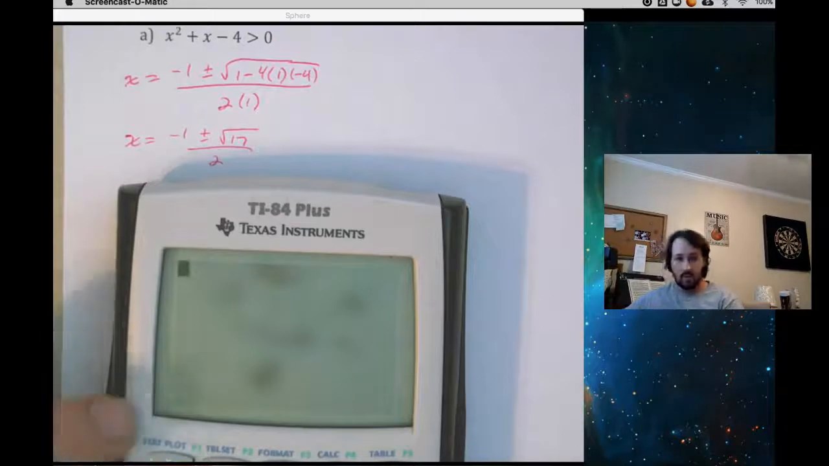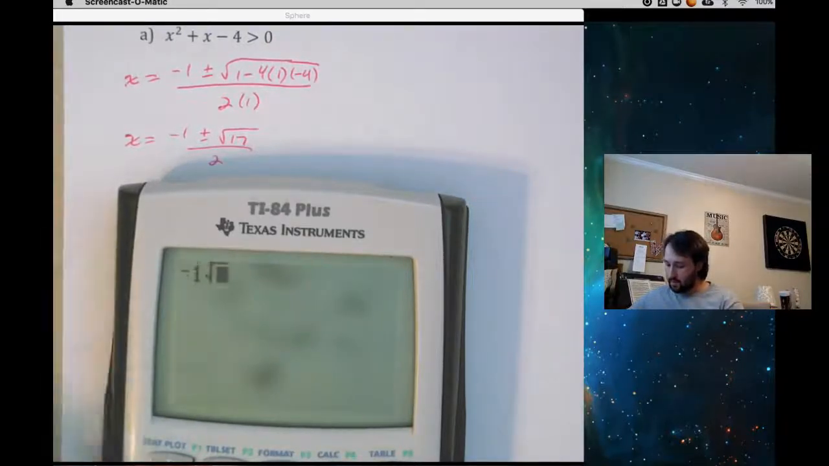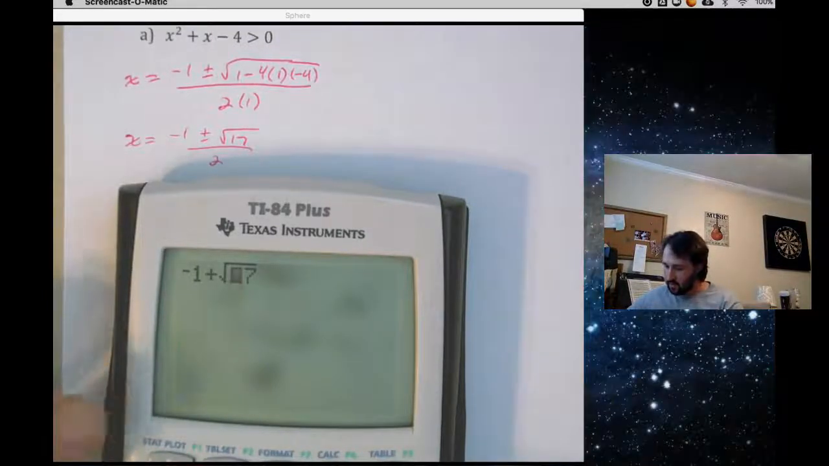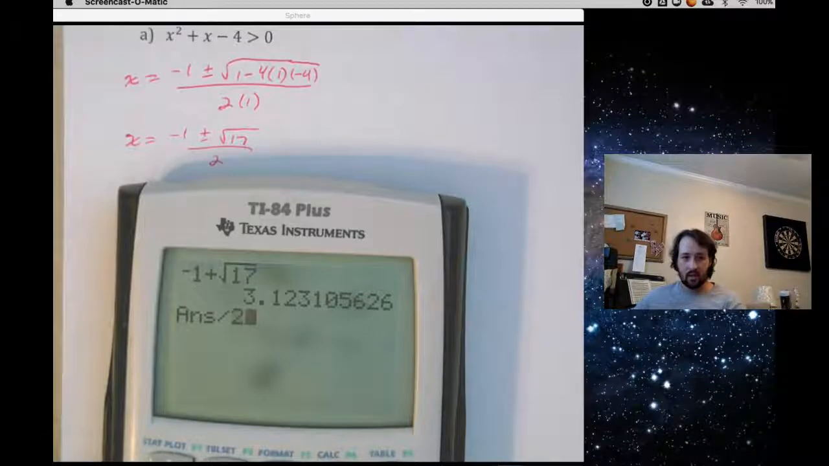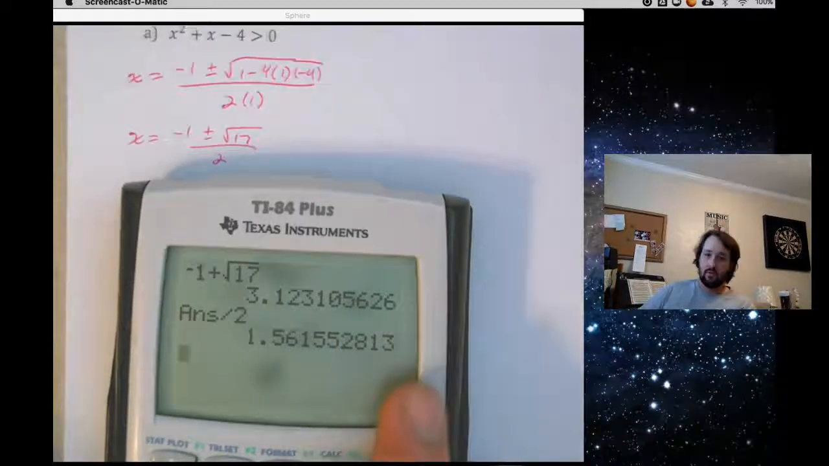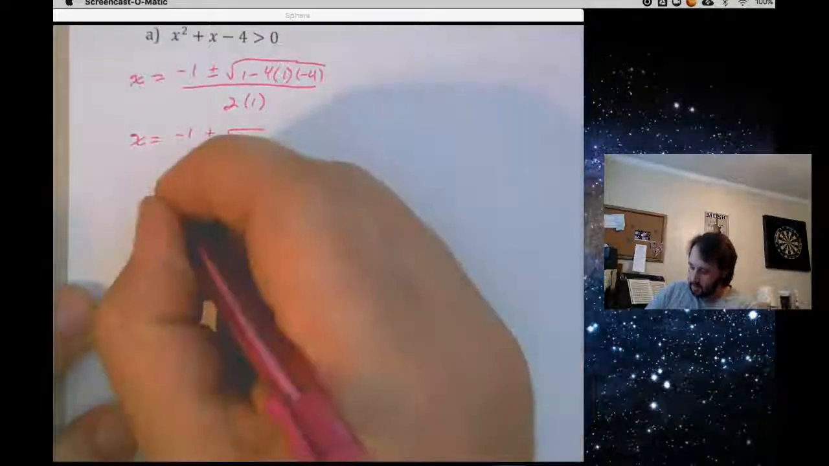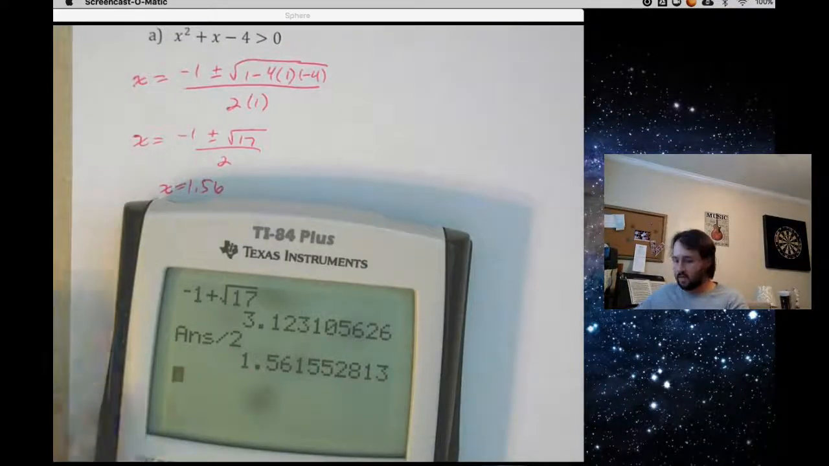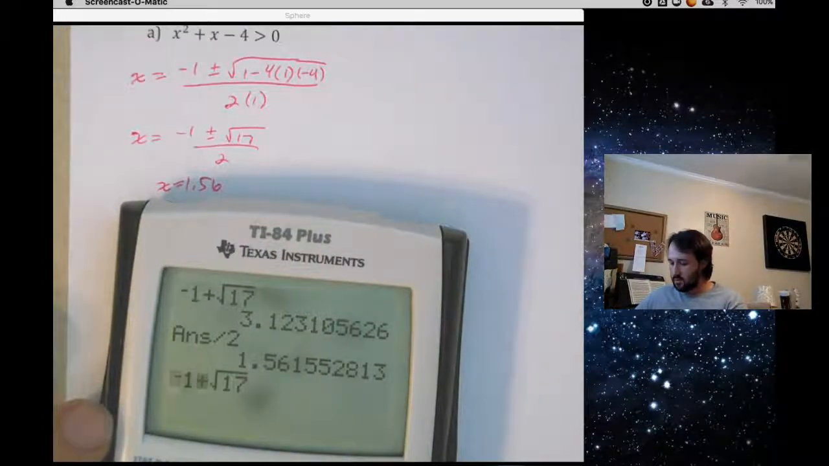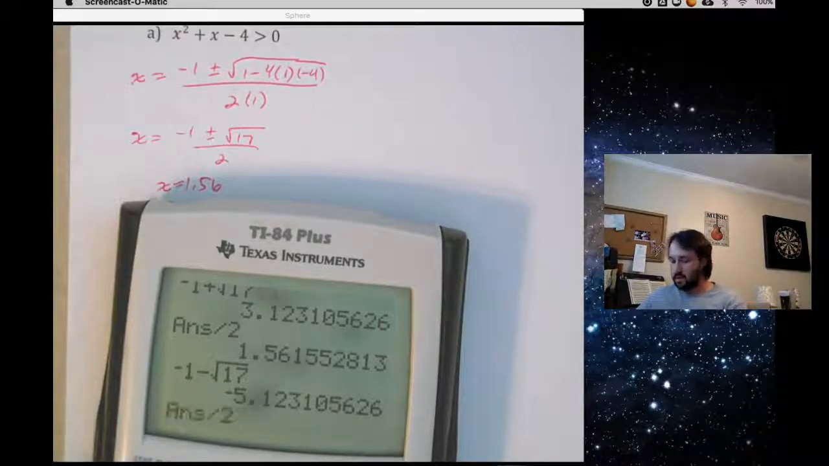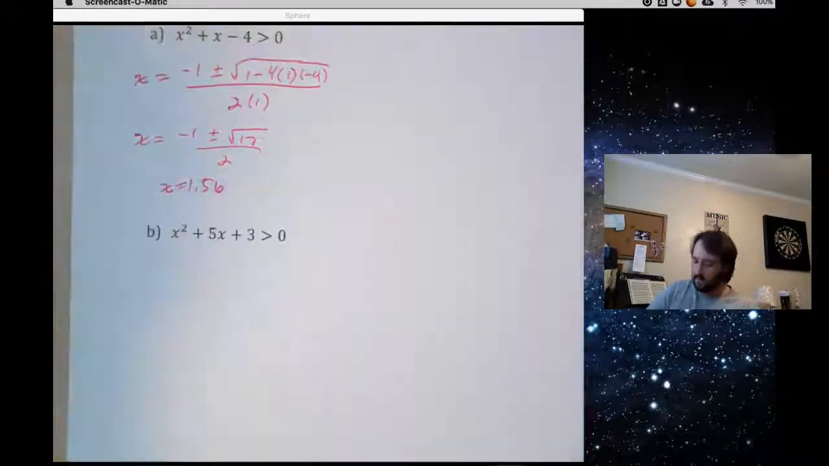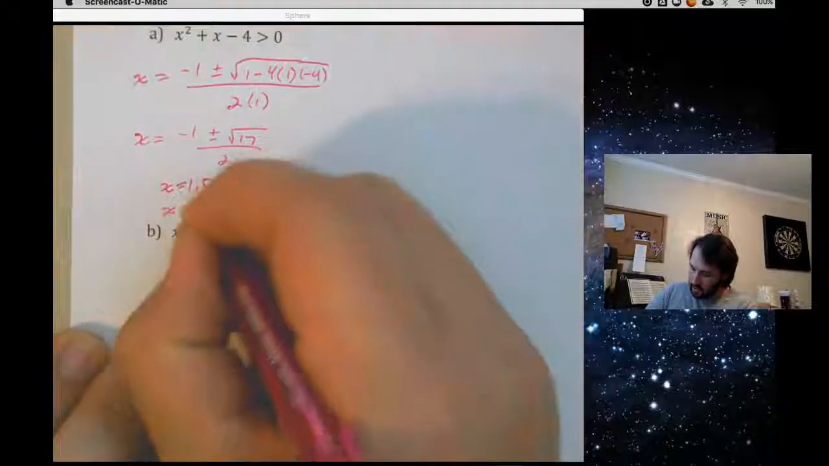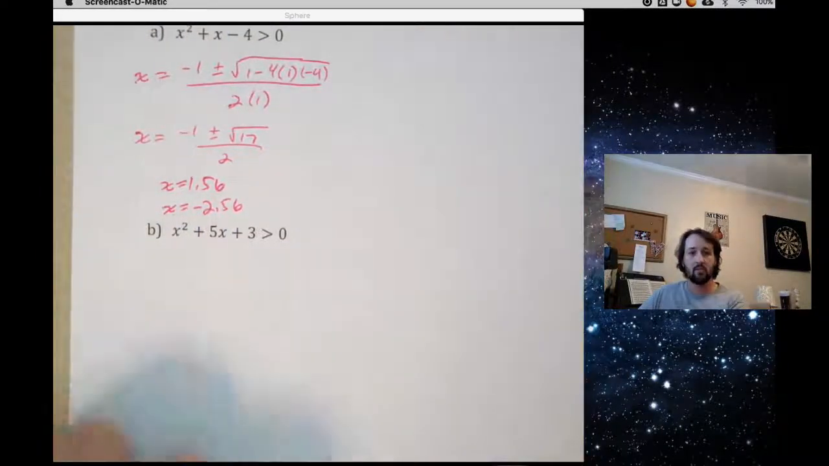So I have negative 1 plus root 17. I didn't get the plus in there. I'm going to insert that plus, and then I'm going to divide that number by 2. So that's my first solution, 1.56. So one solution is 1.56. The other would be if I took that square root and subtracted it, so negative 1 minus root 17, and divided it by 2, so negative 2.56. So x equals negative 2.56. So those are my 2 solutions for this.